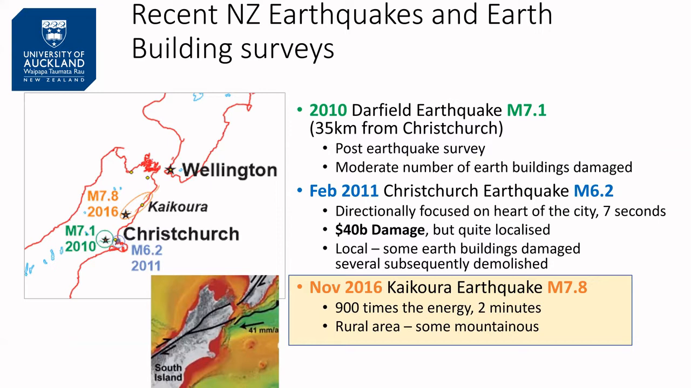And then, of course, in 2016, the Kaikoura earthquake at magnitude 7.8 had 900 times the energy of the Christchurch earthquake. While the accelerations on the ground are not that much greater, they certainly are significantly greater. It was a widespread region and a very significant event.